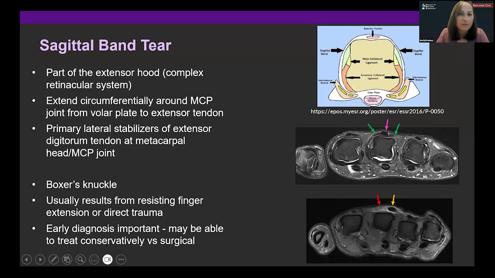So sagittal band tears are also known as boxer's knuckle. They usually result from resisting finger extension or from direct trauma. Early diagnosis is important because if it's diagnosed early, it can often be treated conservatively. However, with late diagnosis, then it requires surgical intervention.